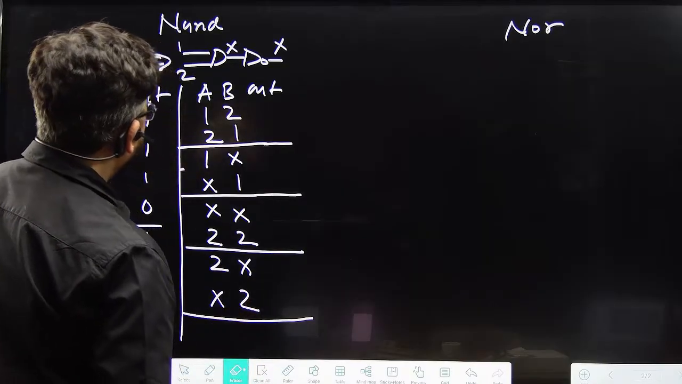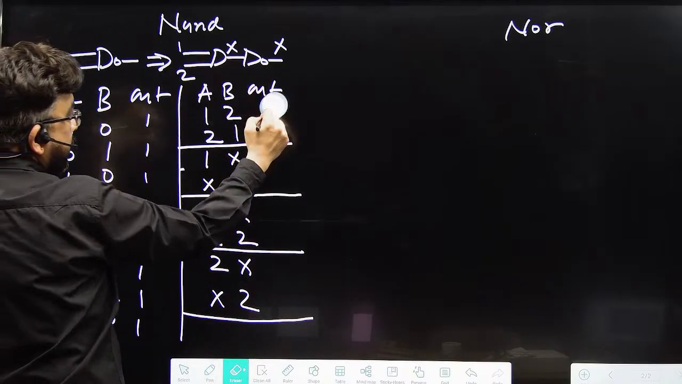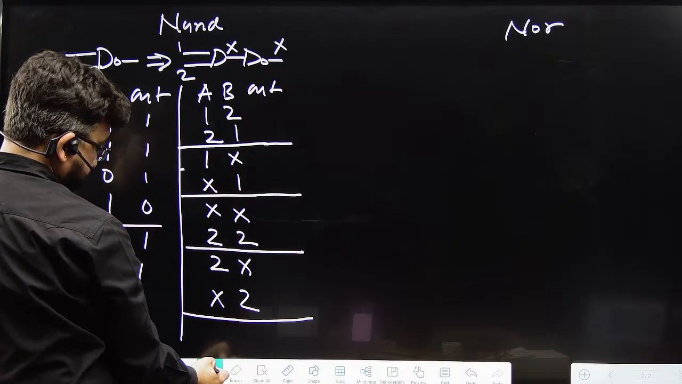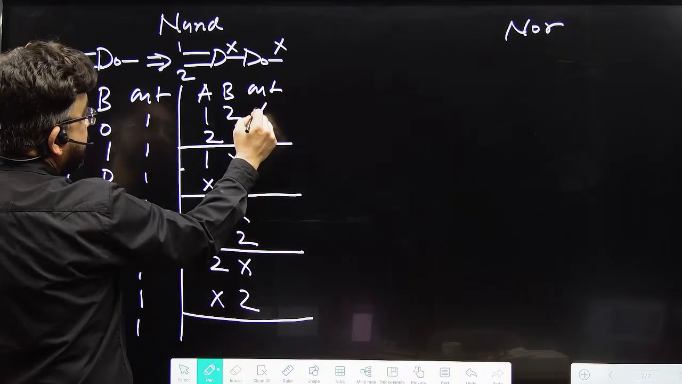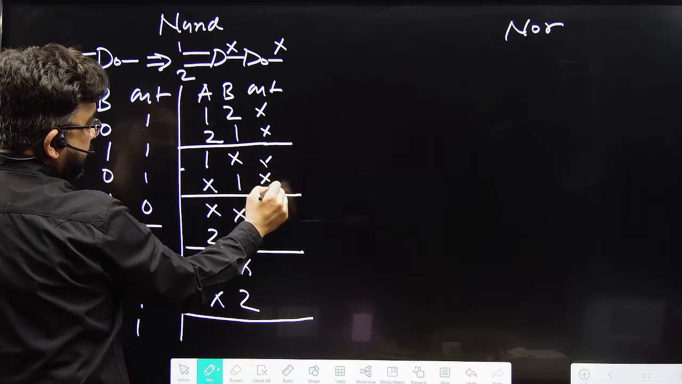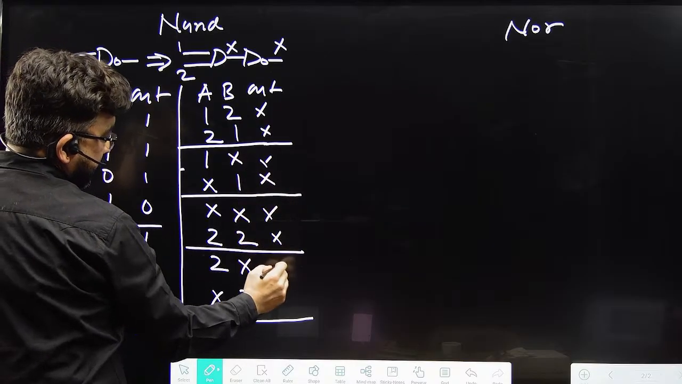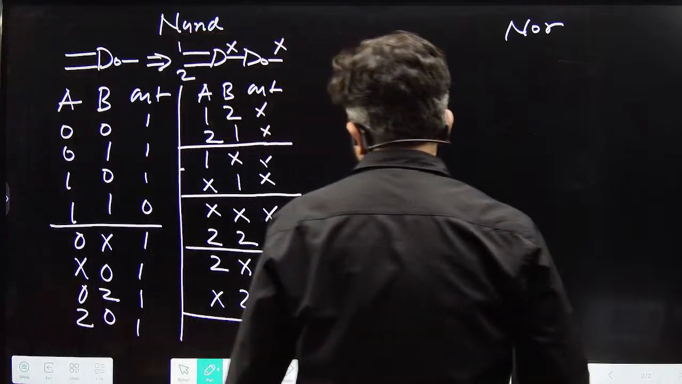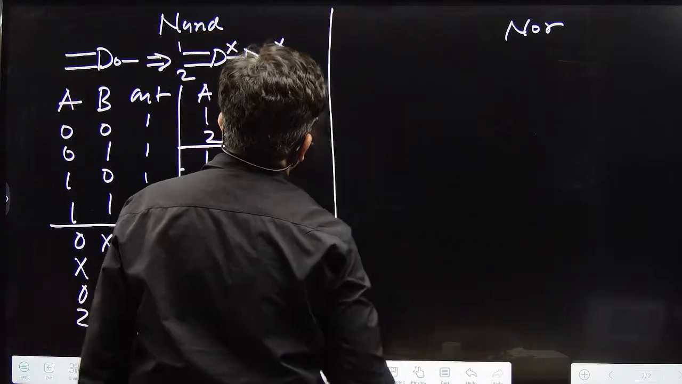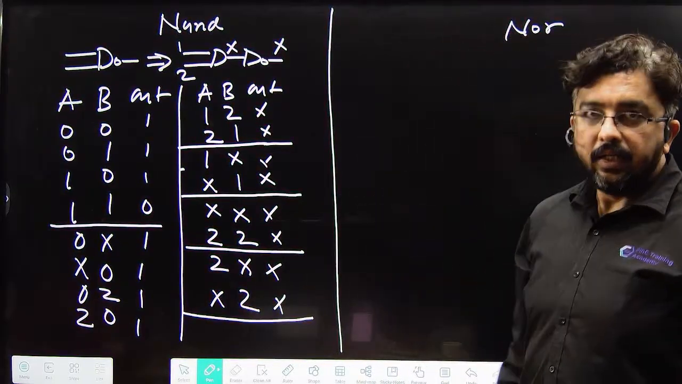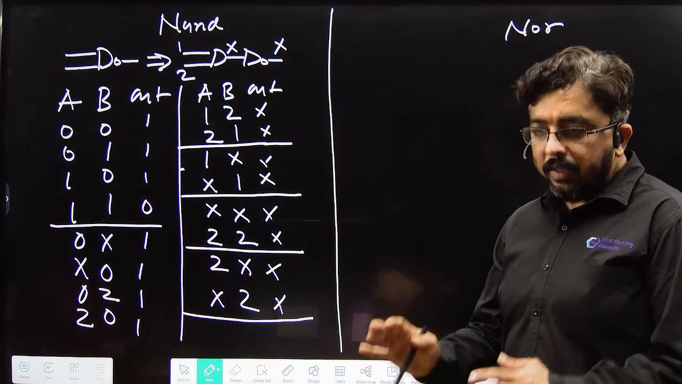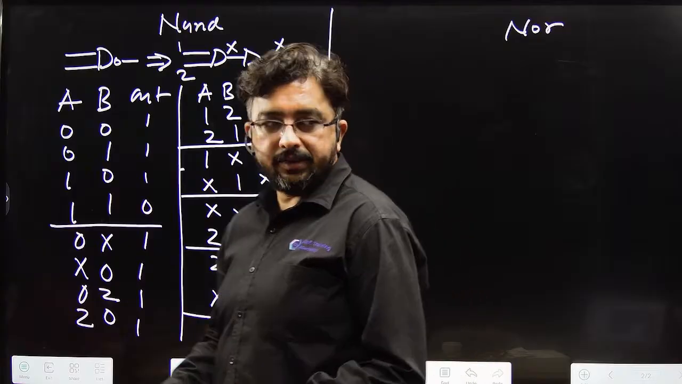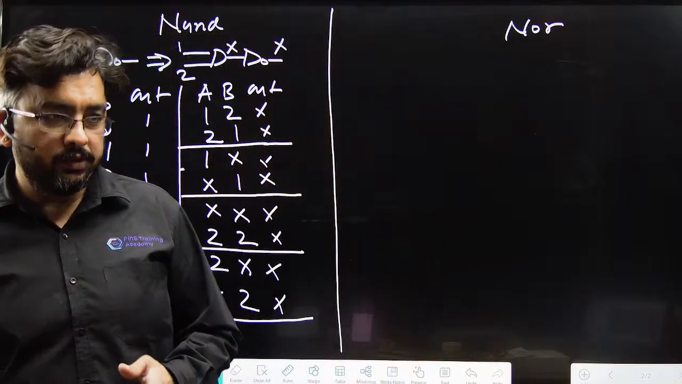Okay, so if 1 and Z, output is X and X. X and X. Okay, so this is a case of NAND. Similarly NOR. I'm going to share you the truth table of every gate. Otherwise, you will be confused.